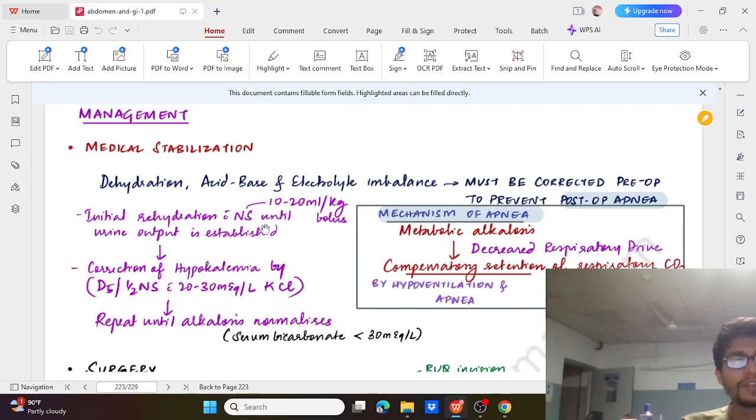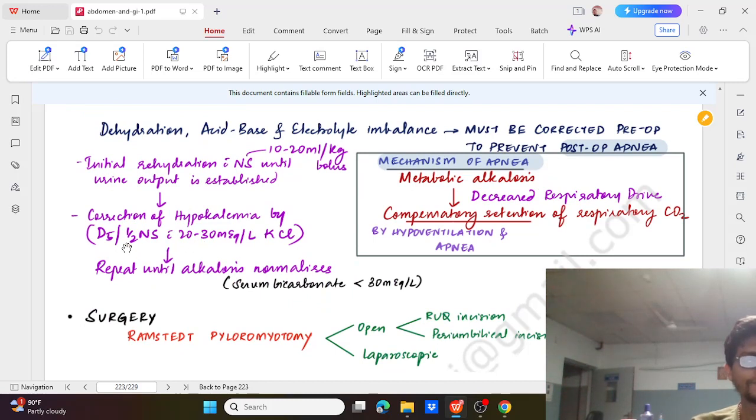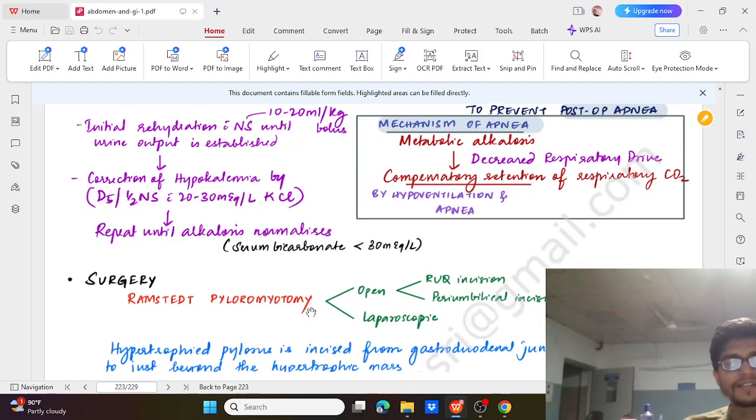Initially we have to rehydrate the baby with NS, up to 10 to 20 ml per kg, until urine output is established, followed by correction of hypokalemia by adding 20 to 30 milliequivalent per liter of KCl in D5 or half NS. We have to repeat this until the alkalosis normalizes and serum bicarbonate is less than 30 milliequivalent per liter.